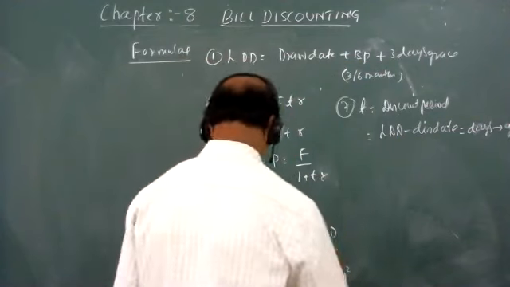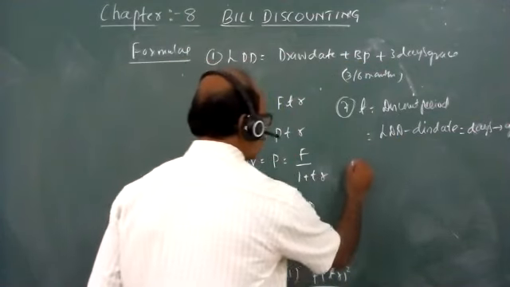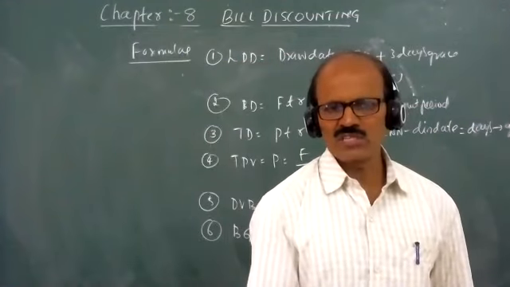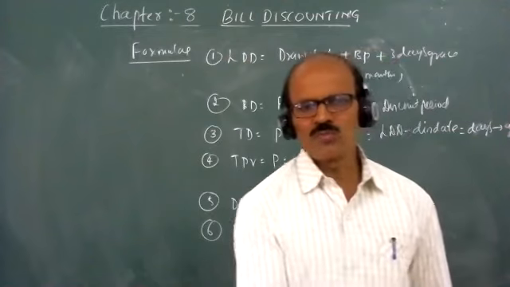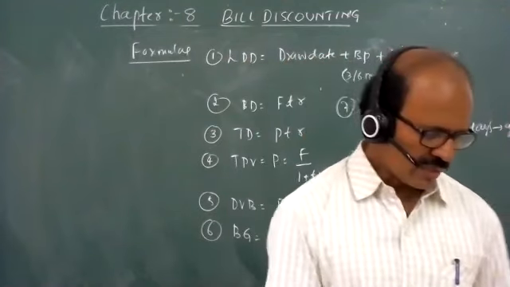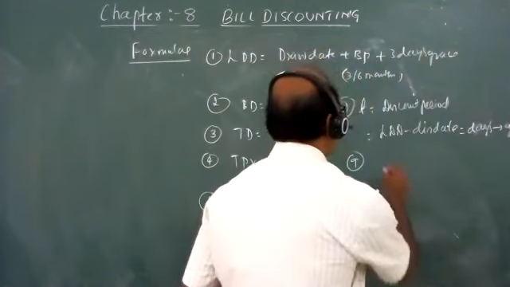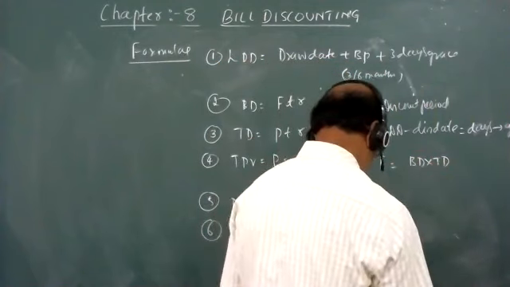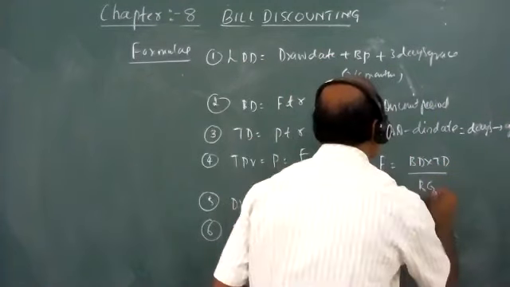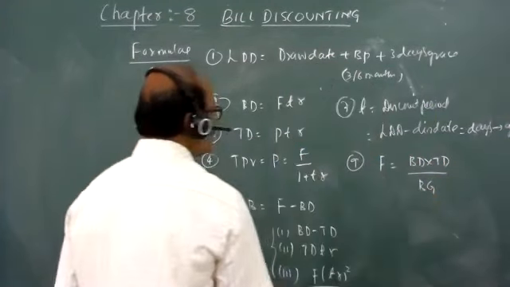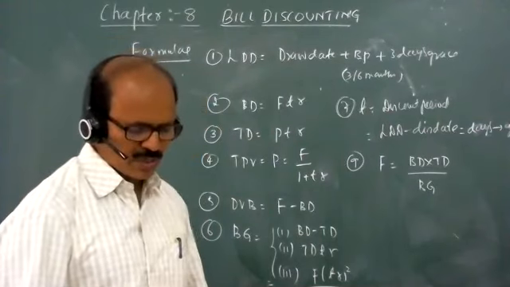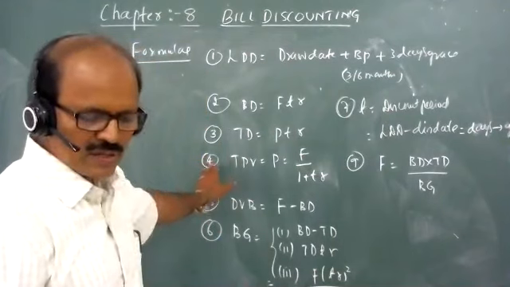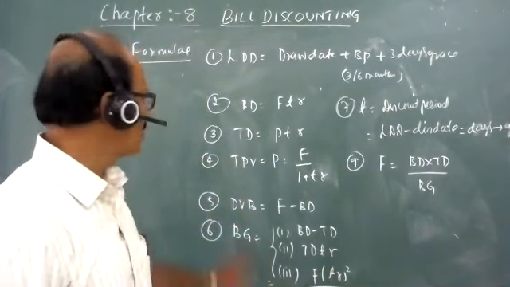Now, one more formula here. Suppose you want to calculate the bill amount, face value. If you know the discount period and you know the rate, how to calculate it here? So F is equal to BD into (1 plus TR) by TR. So these are the set of formulas to remember. If you know all these formulas, you can easily calculate any kind of problems. Is it clear? I think so.